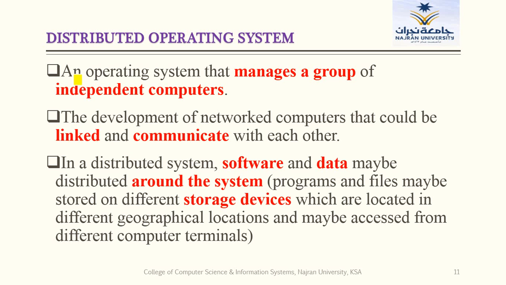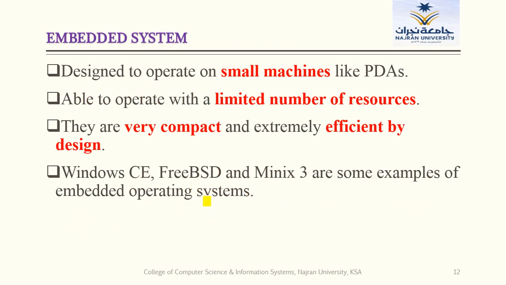Then we discussed the distributed operating system, and we said that a distributed operating system manages a group of independent computers, which are linked and can communicate with each other. It's not necessary that all the application and data must be on a single computer. Maybe it is distributed around the system in different geographical locations.